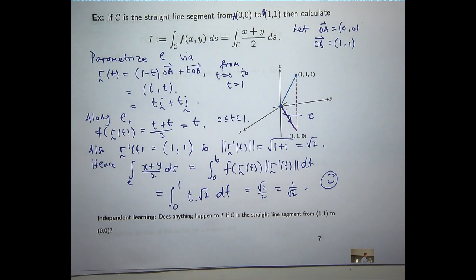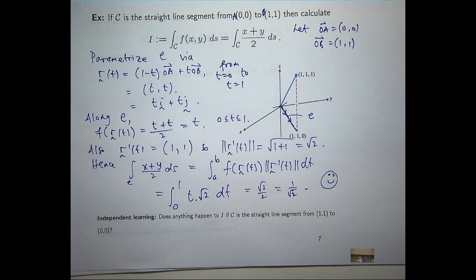Okay, so notice there are some definite steps with that particular problem. Parameterize the curve with a smooth parameterization. Calculate the value of f along that parameterization, along the curve. Calculate the magnitude of the derivative, multiply them and integrate.